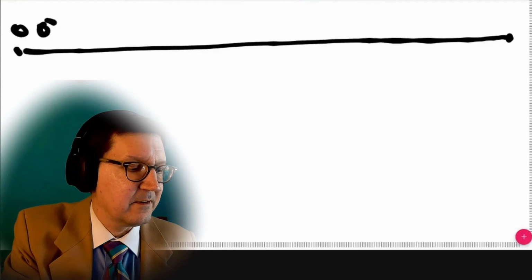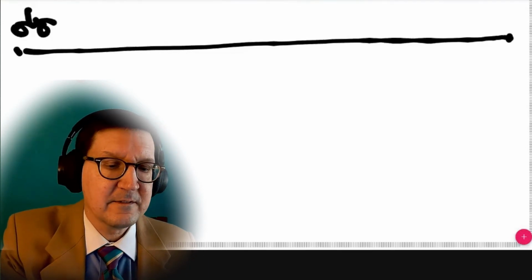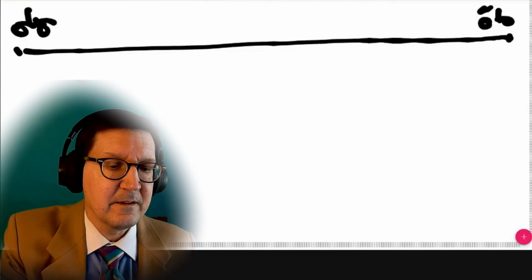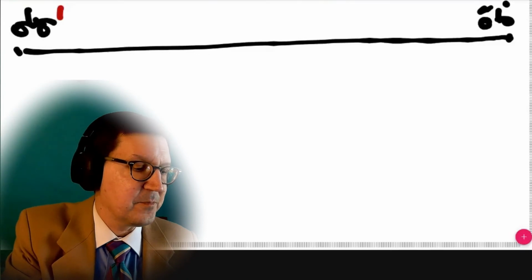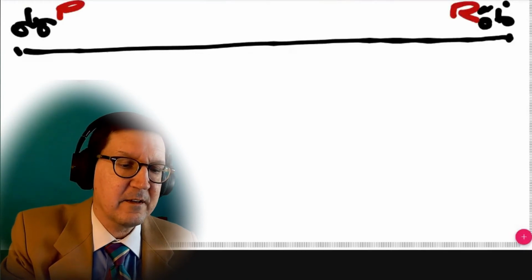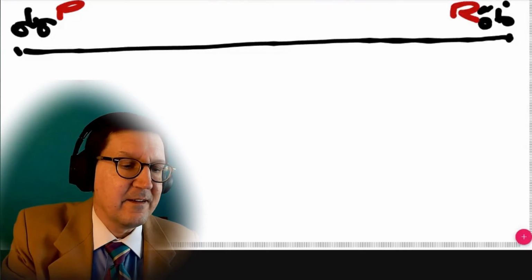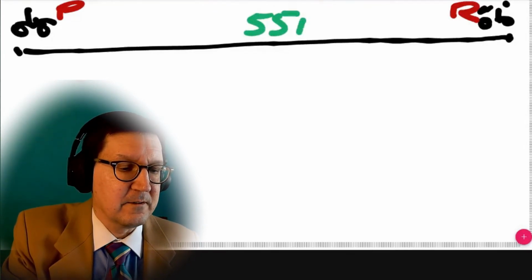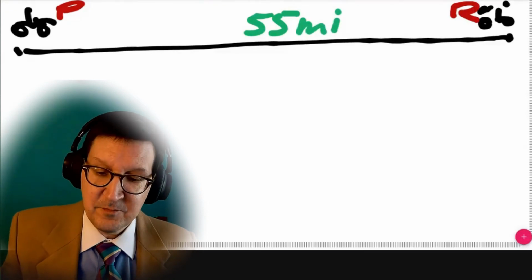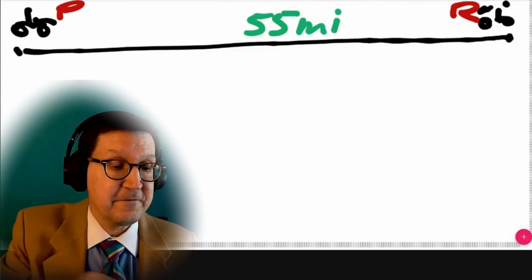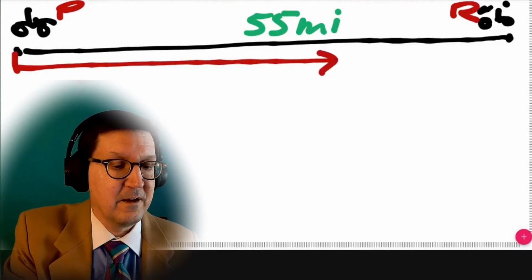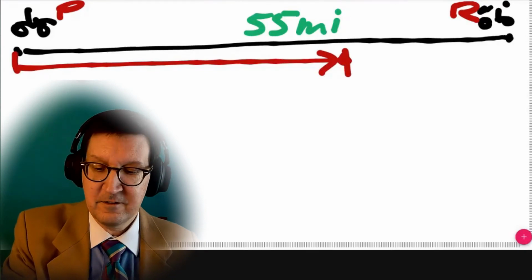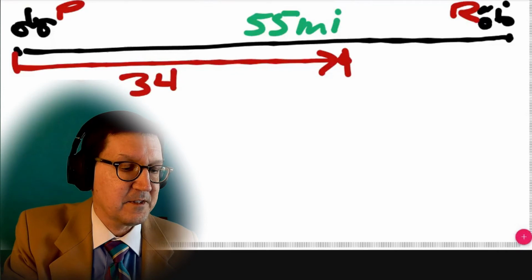And here's our bike. Here's our other bike. This bike is Pilar, and this bike is Ravi. And the road is 55 miles long. And Pilar goes 34 miles down that 55-mile road. So if he starts here, he's going to go there, right? Which is 34 miles in 3 hours.